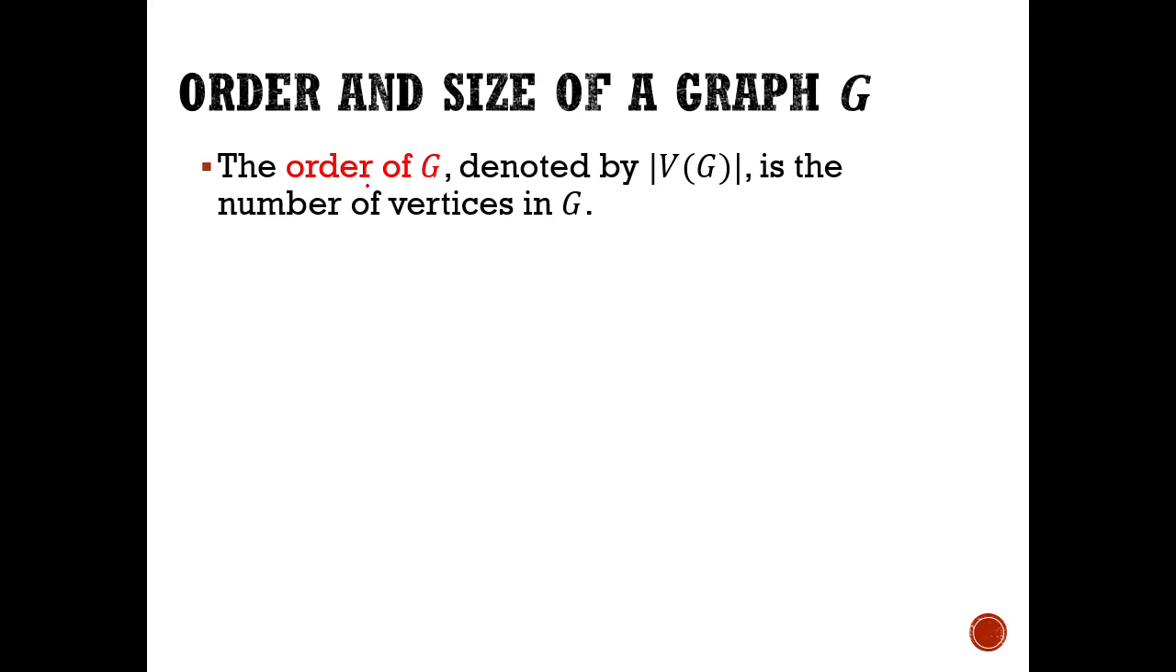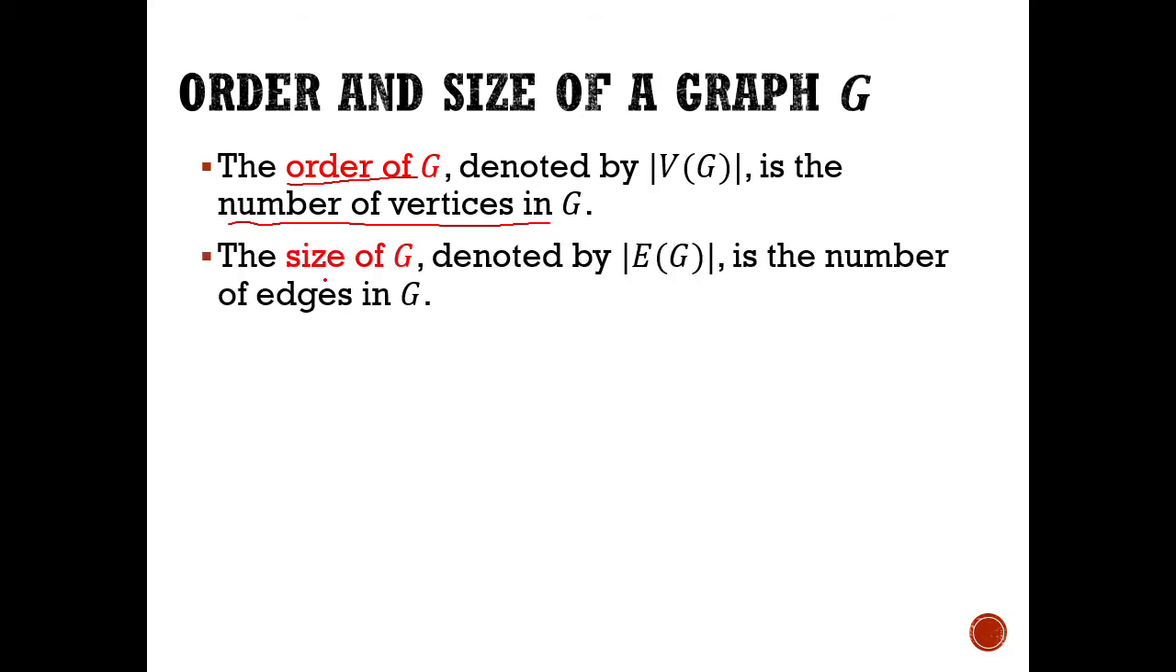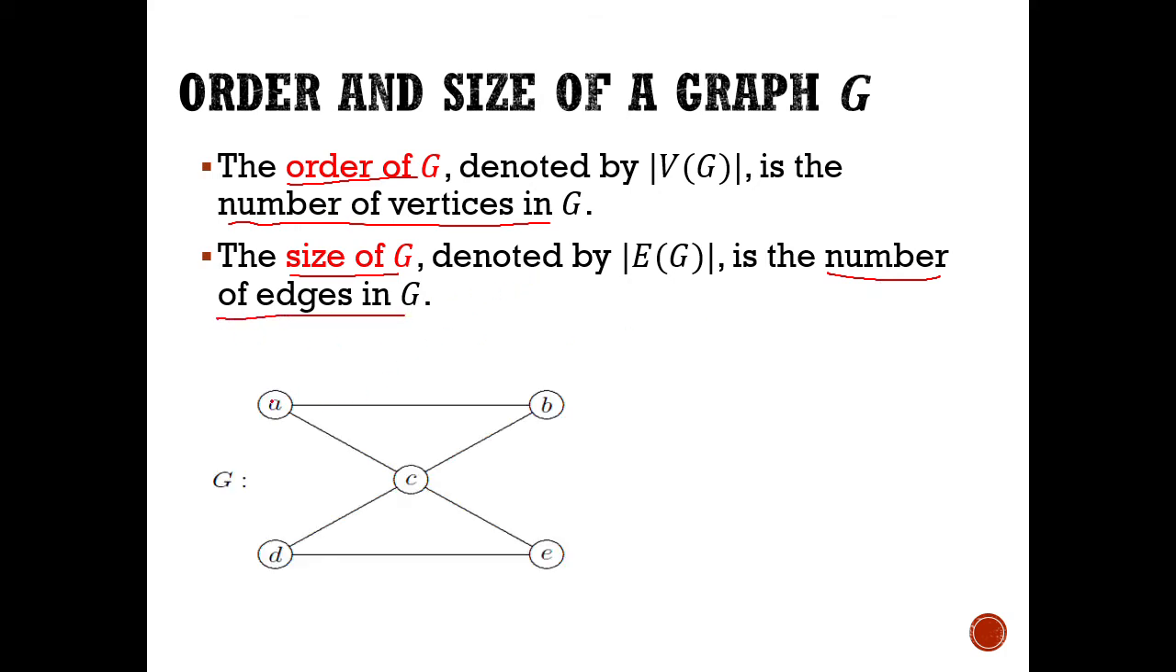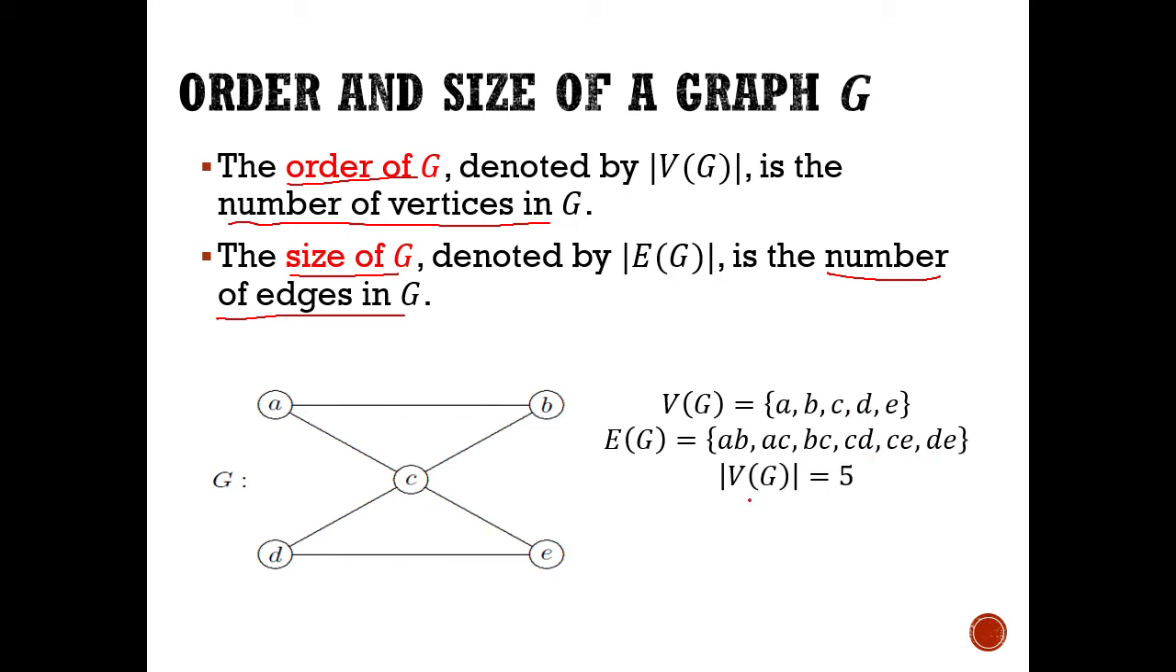Now, we differentiate the order and the size of the graph. By the order, this simply means the number of vertices. On the other hand, size is just the number of edges. So going back to our previous example, we have vertex set A, B, C, D, E and edge set AB, AC, BC, CD, CE, and DE. So notice that the number of vertices is 5. This one is the order. And the number of edges is 6. This one is the size.